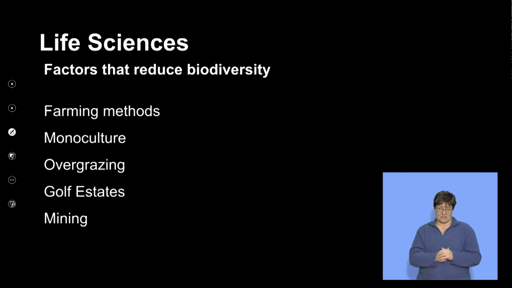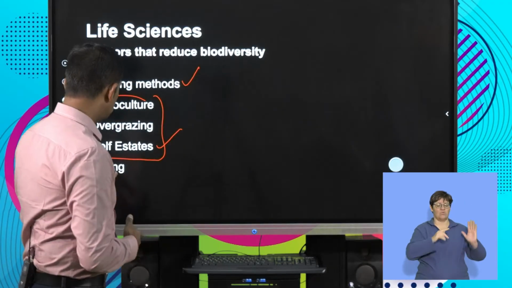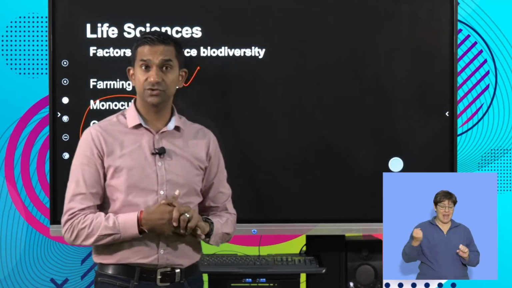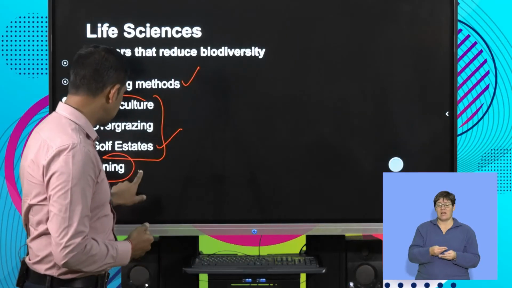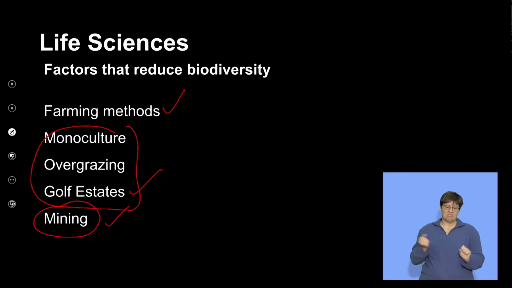We also will have an overview of farming methods, the concept around monoculture, overgrazing, and the impact that golf estates have on biodiversity. Mining is a significant industry that has provided lots of revenue to a country such as South Africa. However, we've got to look at sustainable mining and the impact that mining has had on the environment.